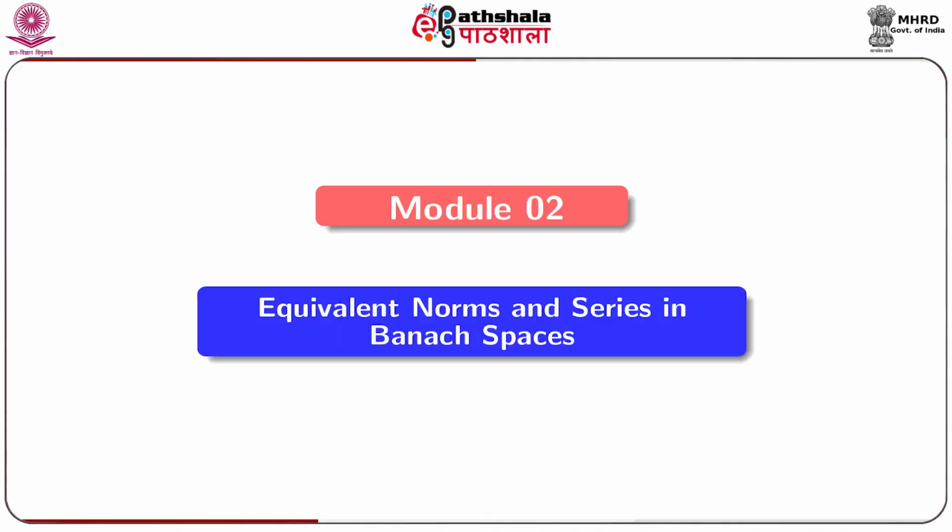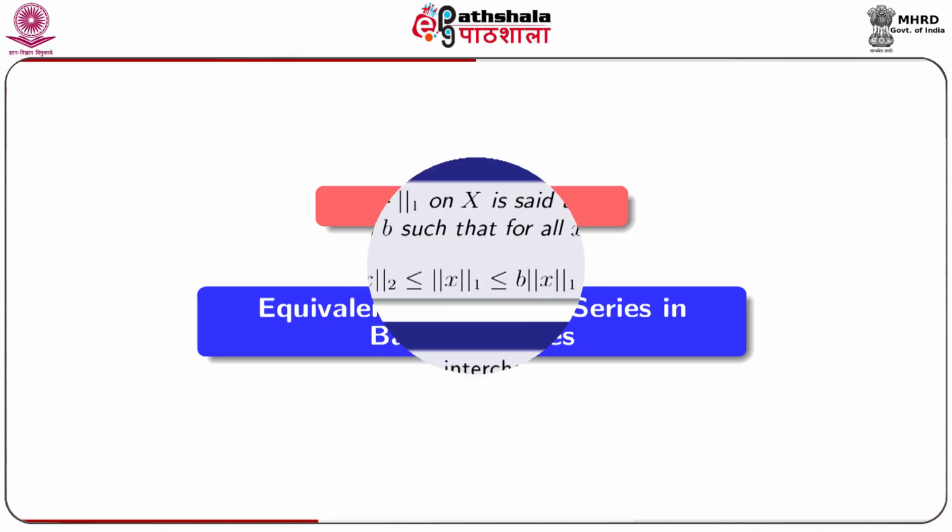Given a linear space, we shall define a norm, and simultaneously we shall also define a norm which is equivalent to the norm already defined on the linear space, and we shall show some basic results on equivalent norms. Also in this module we shall discuss the characterization of completeness of a normed linear space in terms of infinite series, that is, a normed linear space is complete whenever an absolutely convergent infinite series is convergent. In this module 2, we shall discuss equivalent norms and series in Banach spaces.